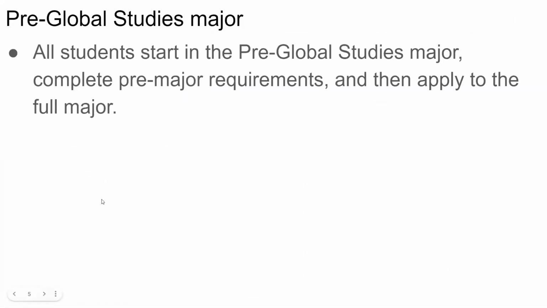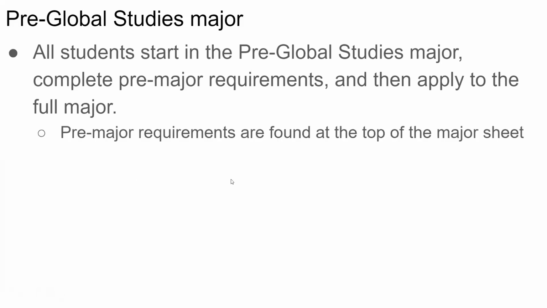For the pre-global studies major, all students start in the pre-global studies major, they complete their pre-major requirements, and then they apply to the full major. Please note, you only have to complete the pre-major requirements before you can apply to the full major. You do not have to complete the prep for the major, including the foreign language requirement, before you apply to the full major. You just have to get it done before you graduate.